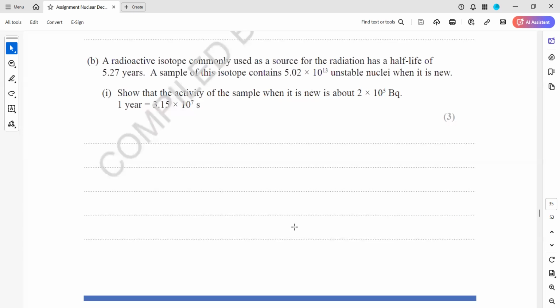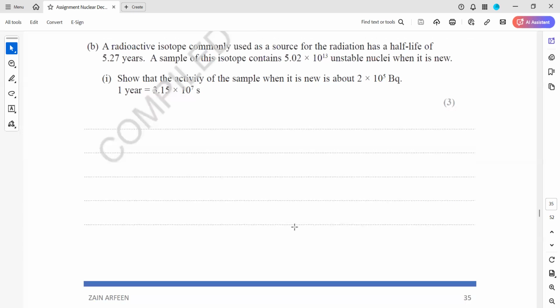Next, in part B, a radioactive isotope commonly used as a source of radiation has a half-life of 5.27 years. After every 5.27 years, the radiation will change into half of its original value. A sample of this isotope contained 5.02 exponent 23 unstable nuclei when it is new. Show that the activity of the sample when it is new is about 2 into 10 to the power 5 becquerel, and 1 year is equivalent to 3.15 exponent 7 second.